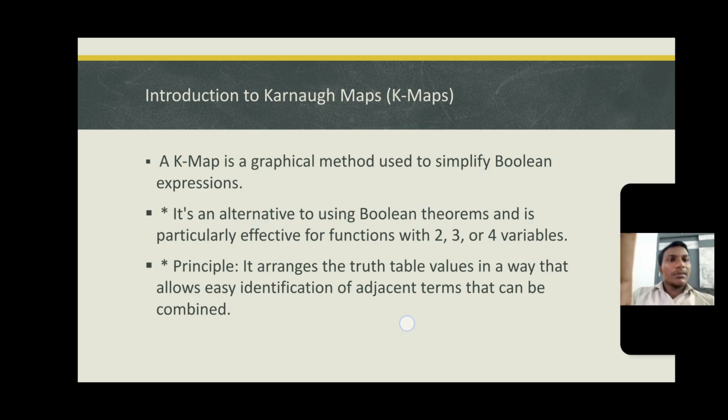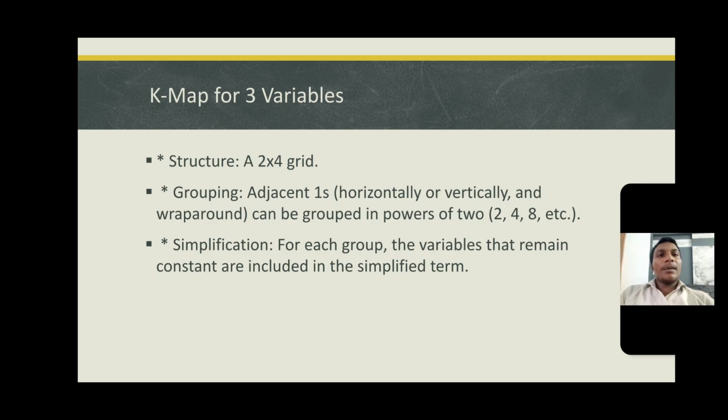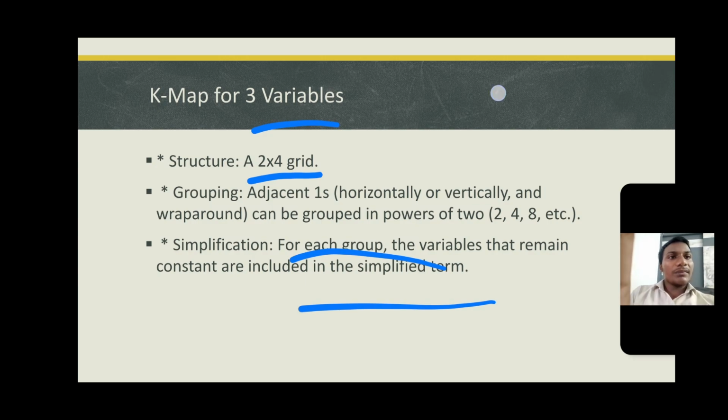Now, let's see K-maps for three variables. You can see the K-map for three variables. Grouping of adjacent cells, horizontal or vertical, can be done in groups of 2, 4, 8, etc. Simplification we can see as it follows.